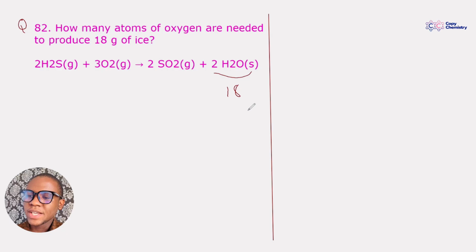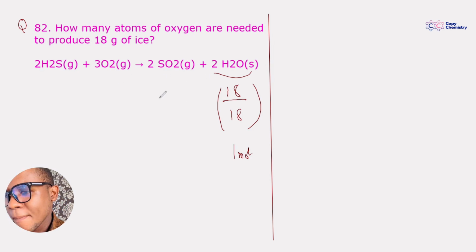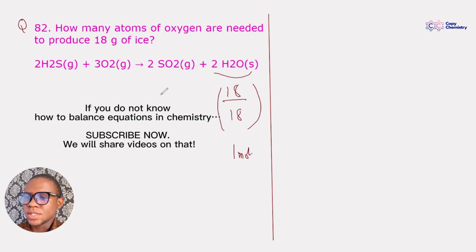So hopefully we'll divide this by the molar mass of water, 18, to convert it to moles. So that means that 18 grams is actually just 1 mole of water. So they're just asking us how many atoms of oxygen are needed to produce 1 mole of water. We can see from this balanced equation, I hope it's balanced. Yeah, it is.